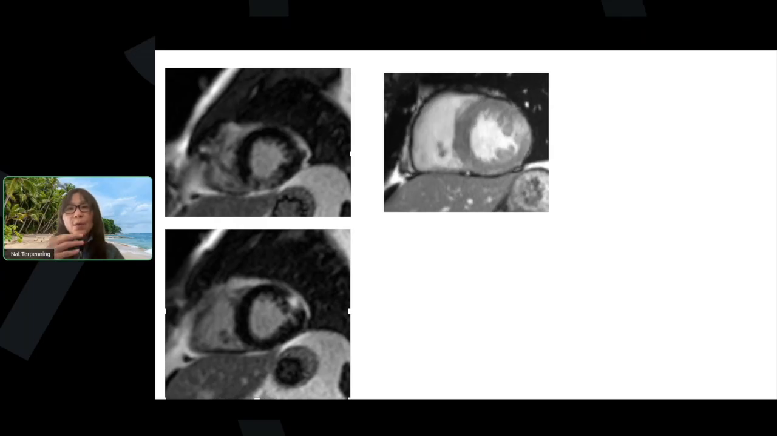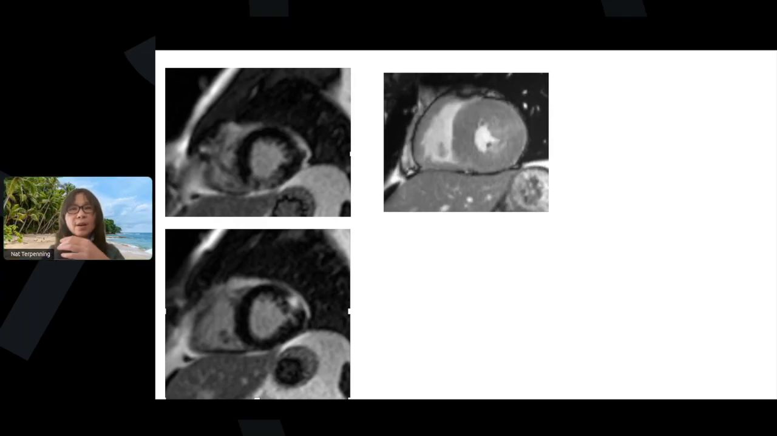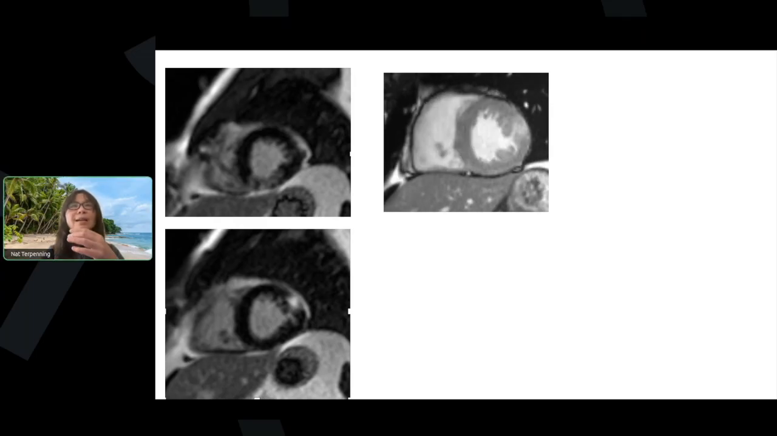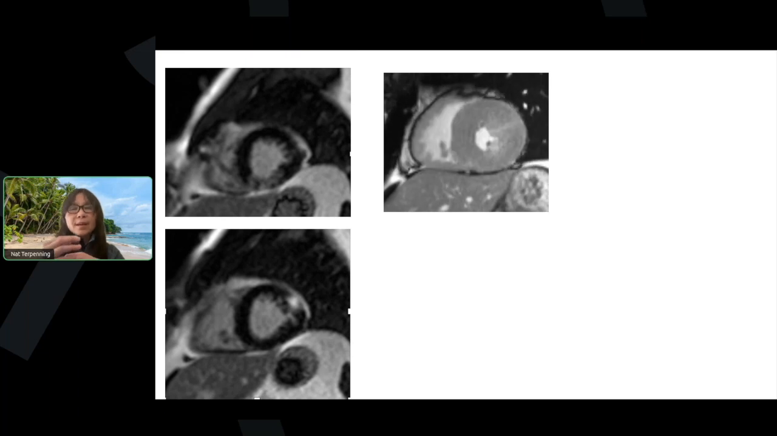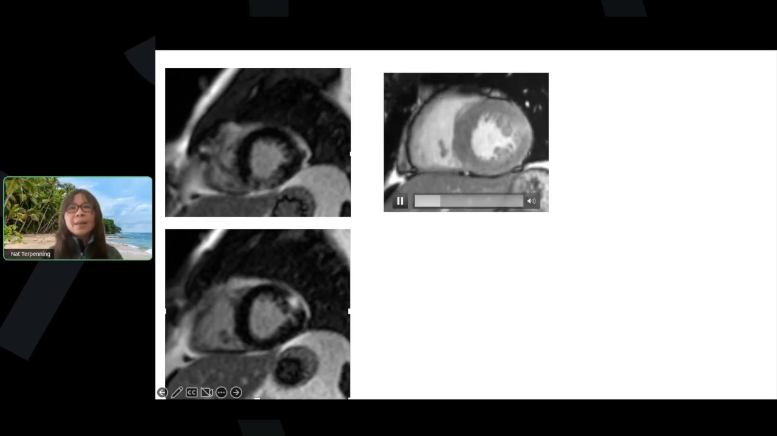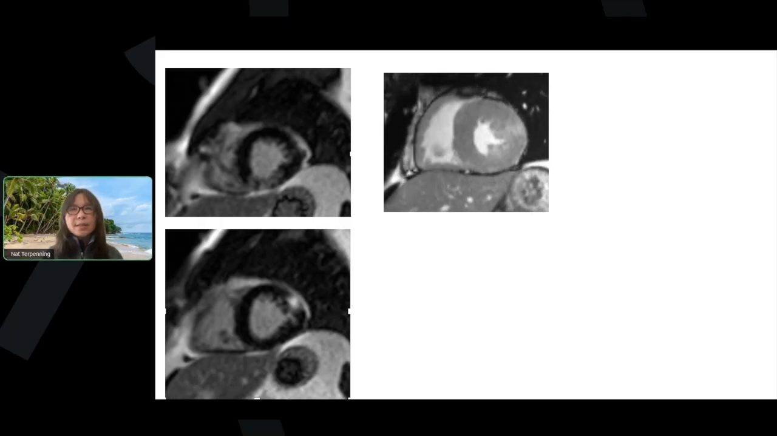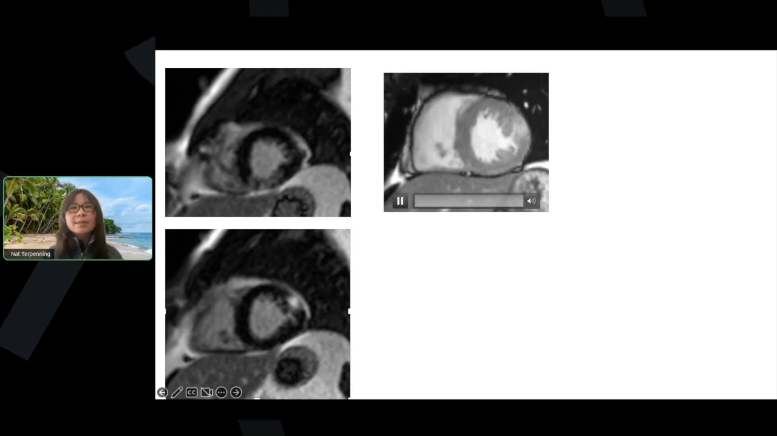So the contrast starts distributing within the extracellular space in the myocardium. I should not say myocardium; the contrast is in the extracellular space. And this is right after we inject, so it's within the first 2 minutes. You see something here? This is really interesting. You see bright signal here?